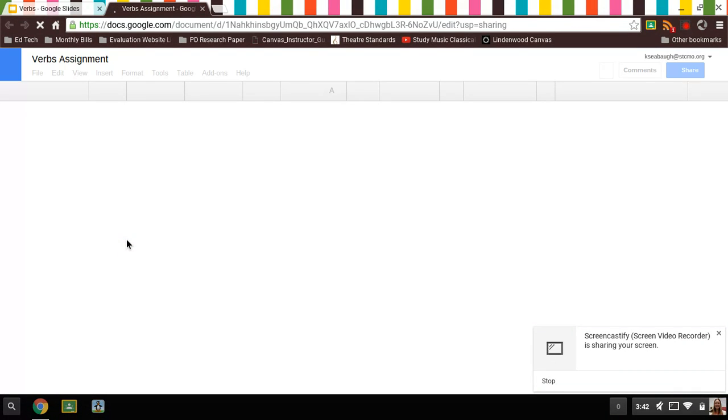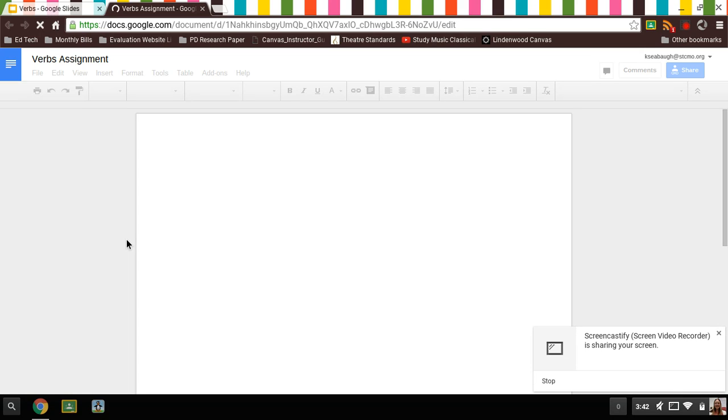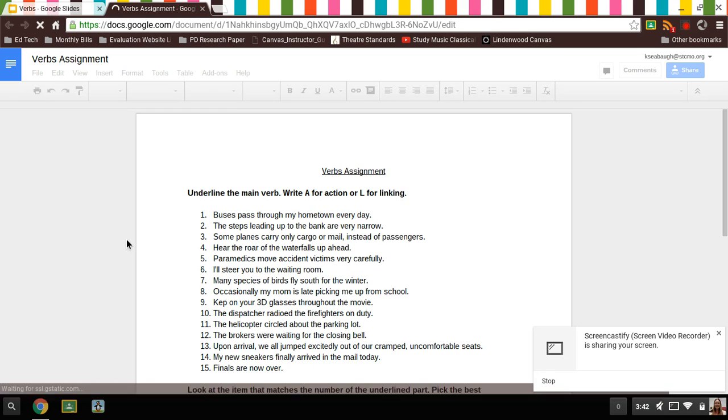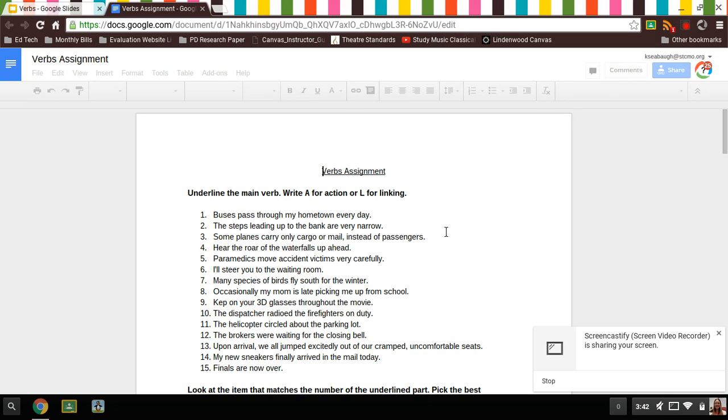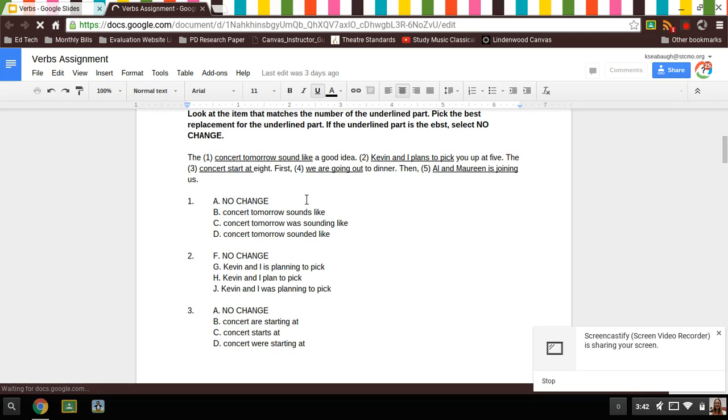Okay, so now we're going to look at your assignment for this section. On the first part of the assignment, you're going to underline the main verb and write A for action or L for linking. So don't forget, underline the main verb and then either A for action or L for linking. Then the next part is going to be an ACT style section where you're going to look at the short passage and then choose which multiple choice answer is correct.